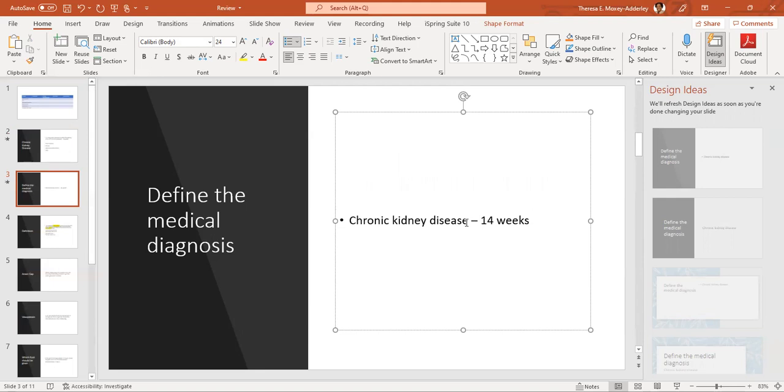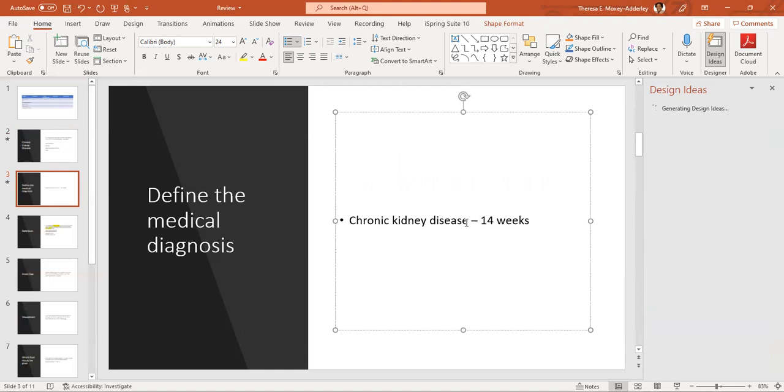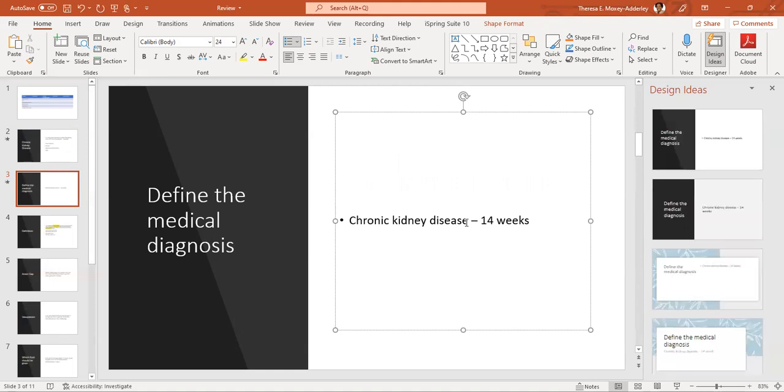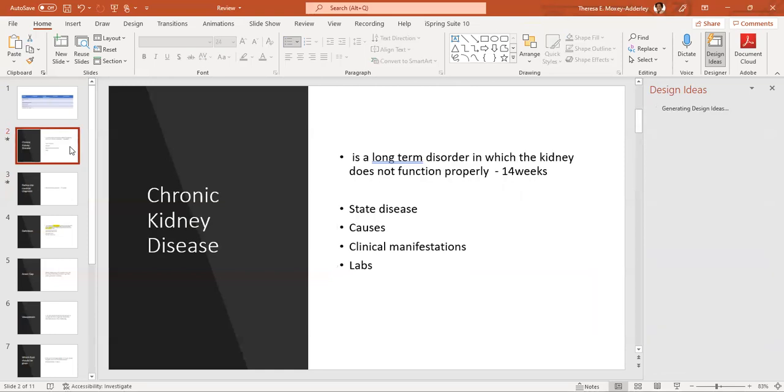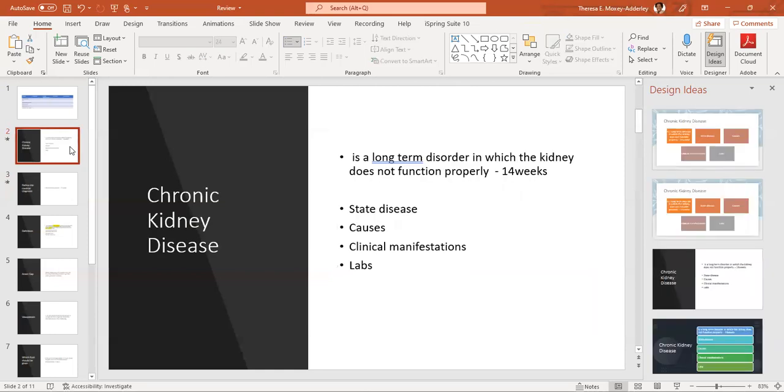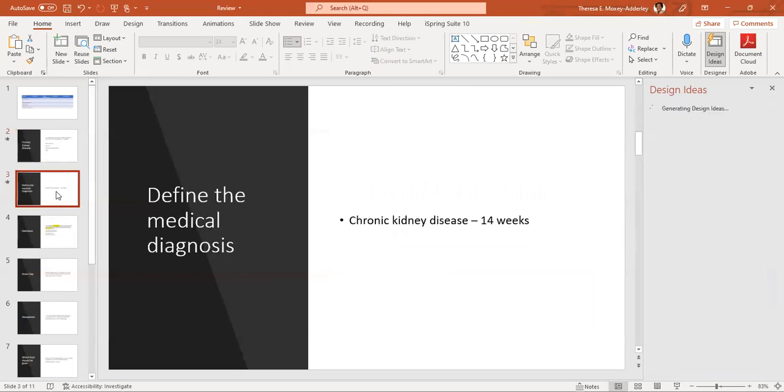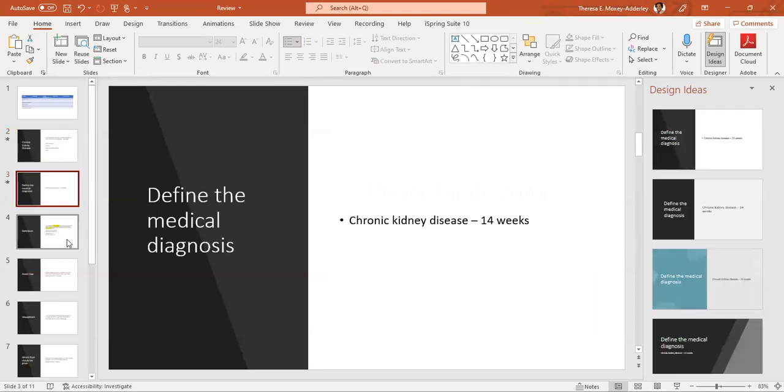The medical diagnosis is chronic kidney disease. The word is define. What did I say about definition? Definition is state the disease, the cause, the clinical manifestation, and the lab values. That is how you define a disease, not just "chronic kidney disease." You would not get any points for that. So those persons who got less than passing mark, these are your reasons why, okay?